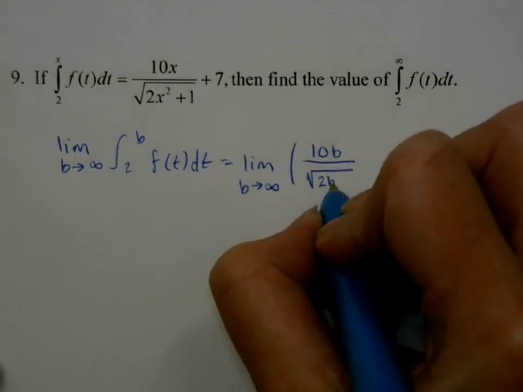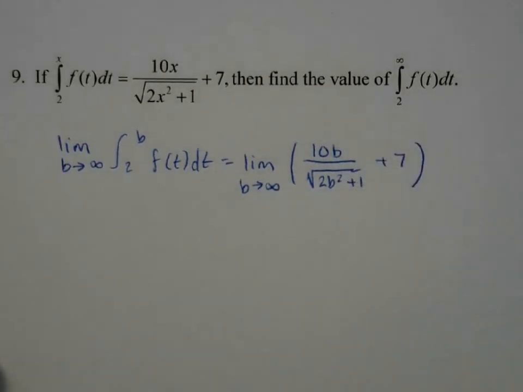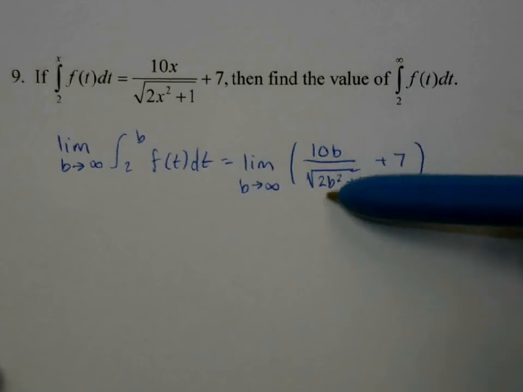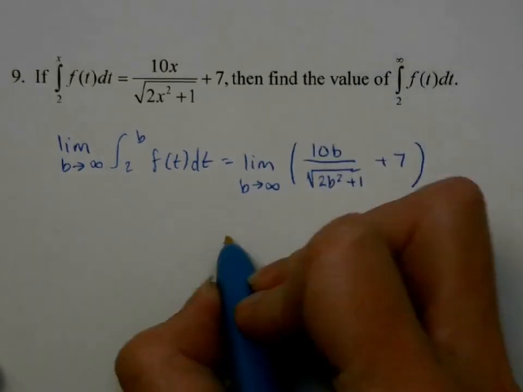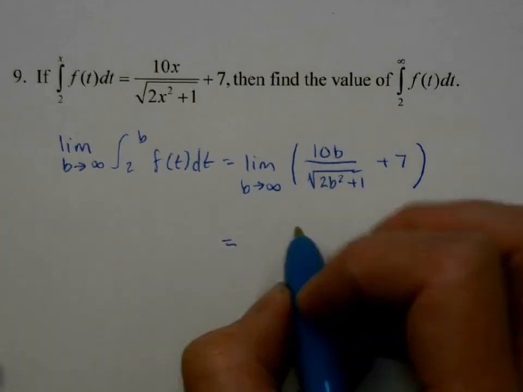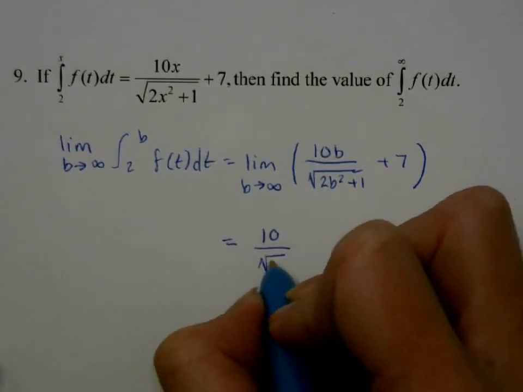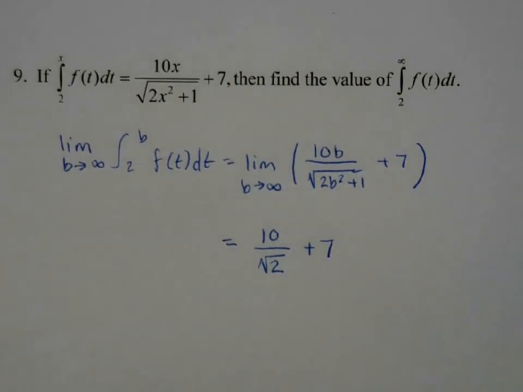Okay, and look at the limit as b goes to infinity of this thing. Well, looking at the degree on the top and the bottom is the same, because if we've got a degree 1 and the square root of a squared, that's going to cancel. So this limit is going to be the ratio of the leading coefficients, which is going to be 10 over the square root of 2, and then plus that 7. So that is our limit. So that's how we handle improper integrals.